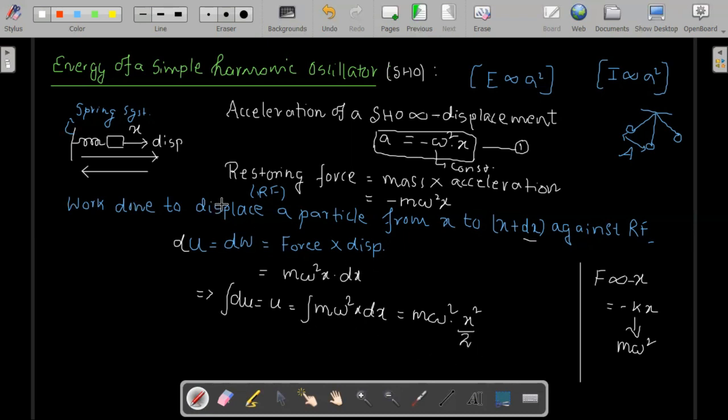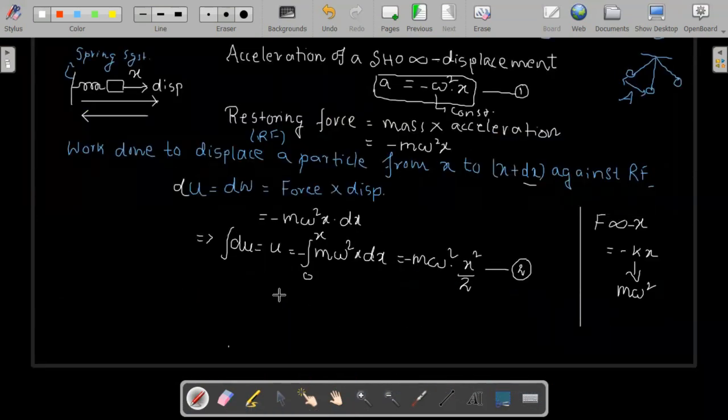And we are actually having a definite upper limit and lower limit. We're displacing it from x to dx. Okay, so we can keep it to be some value. So what we can do now is, this is our potential energy. U is equal to minus m omega square x square divided by 2. So that's the potential energy that we have.